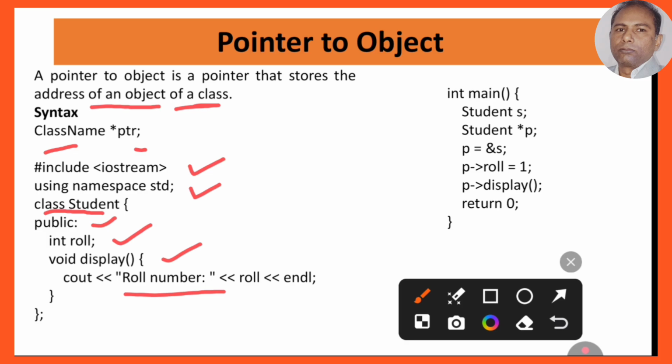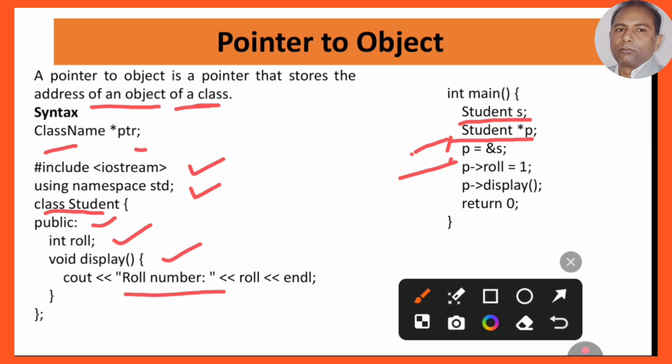Now if we want to make the pointer, how will we make it? First we will create the object for this class, that is s. Now we want to declare the pointer for the class. So we write the class name, student, then star p, meaning this p is the pointer for the class student. Then we will write the meaning of the p.